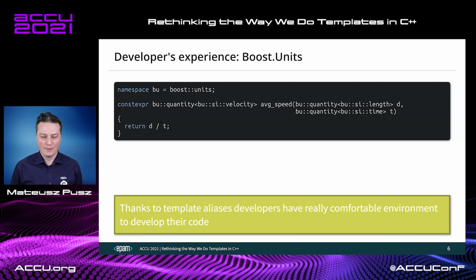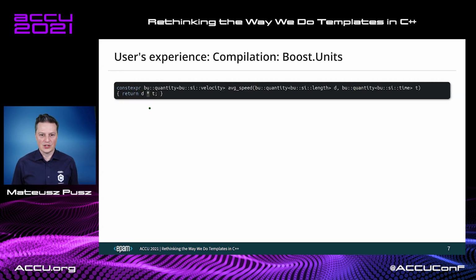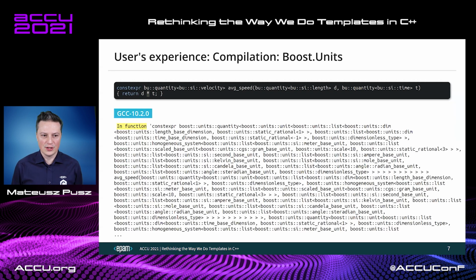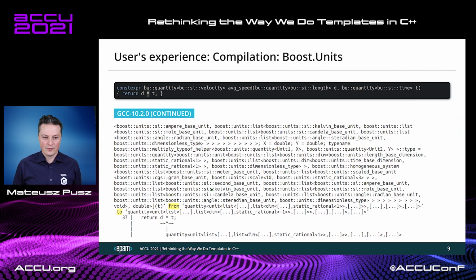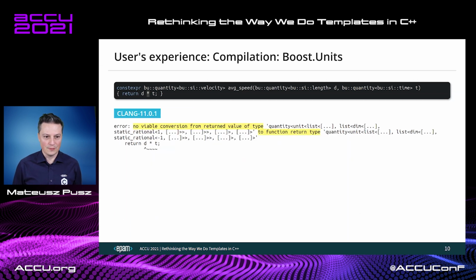However, if you make an error as a user using such an interface, this is what will be printed by GCC 10.2. In function, and here goes the function name. Notice the 3 dots at the end because this is not the end. This is the continuation of the log. Error: could not convert boost units operator star with and another screen from and to and more screens to follow.